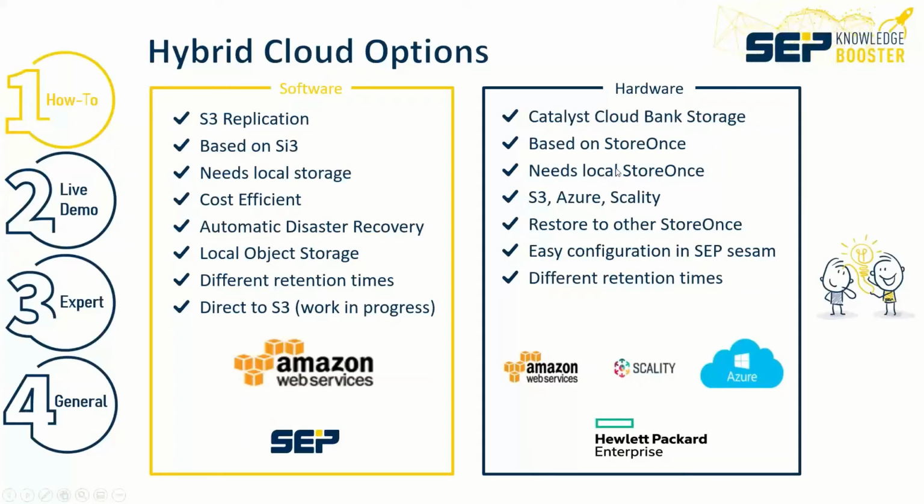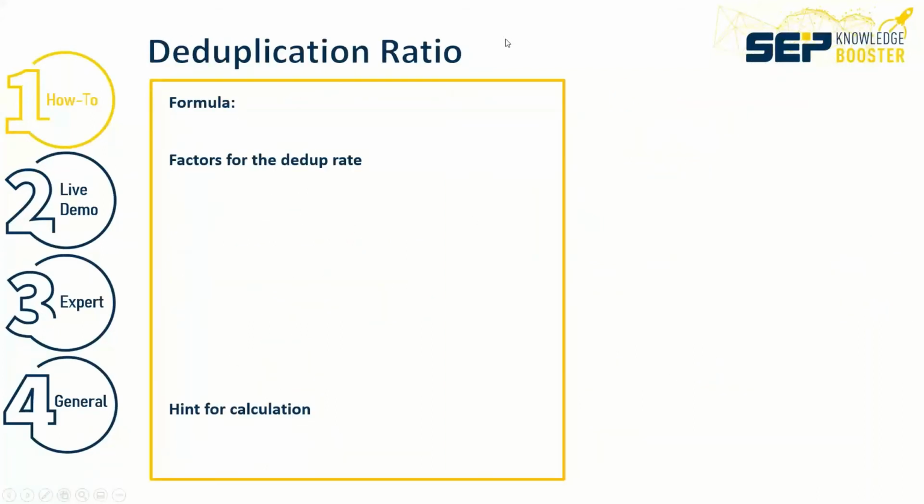It's the same as here. It's based on the StoreOnce appliance. You need this hardware appliance or the virtual appliance. There's also a virtual appliance available for the StoreOnce. It's very easy to configure it in SEP Sesam. We'll show this in the live demo in a second. And it's also possible to have different retention times. So now let's talk about deduplication ratio.